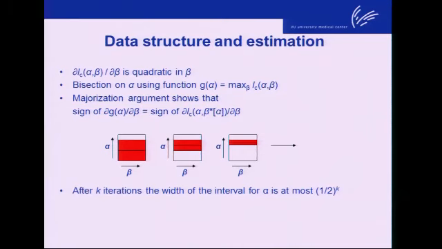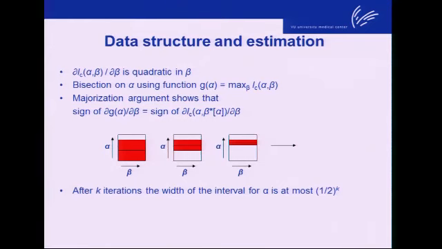I didn't write down the concentrated likelihood function in these slides, but it's a quadratic function in beta when you fix alpha, and if you fix beta, then it's a cubic function in alpha. So if we fix alpha, then it's easy to maximize with respect to beta, and that's basically what we do in the bisection algorithm.